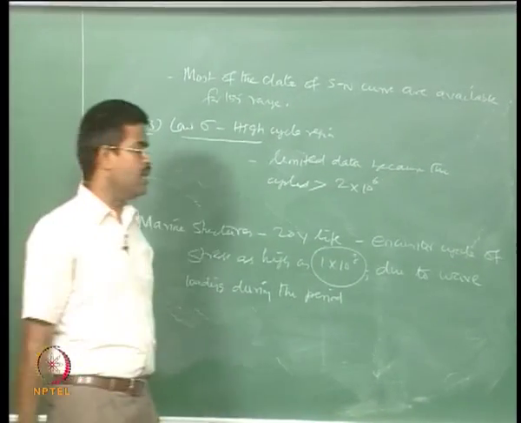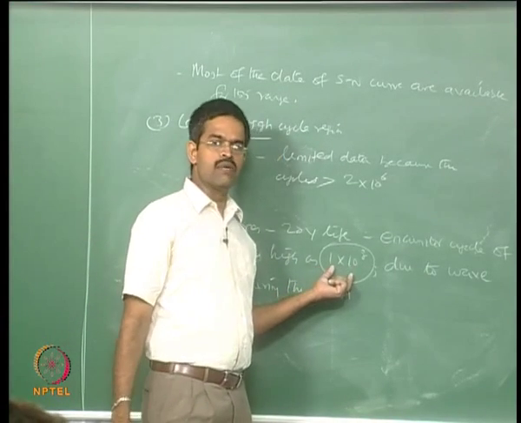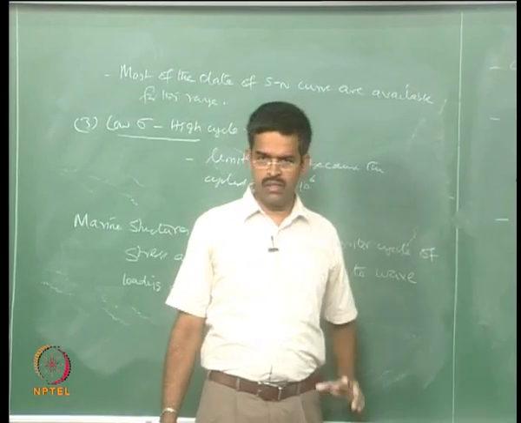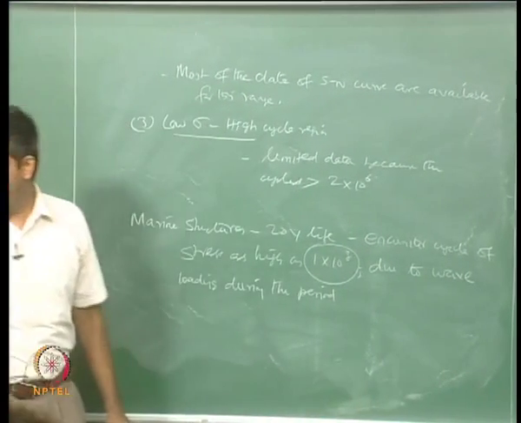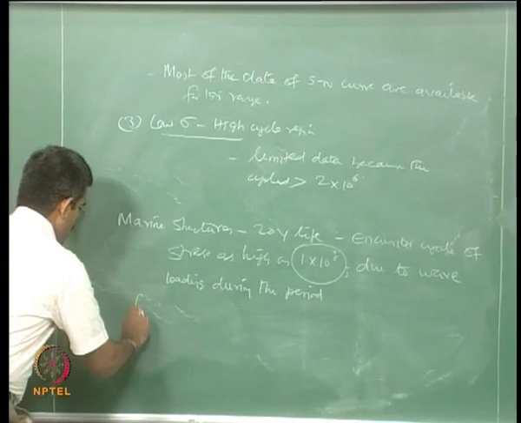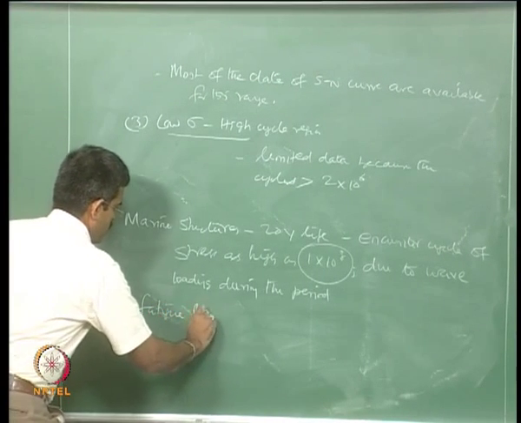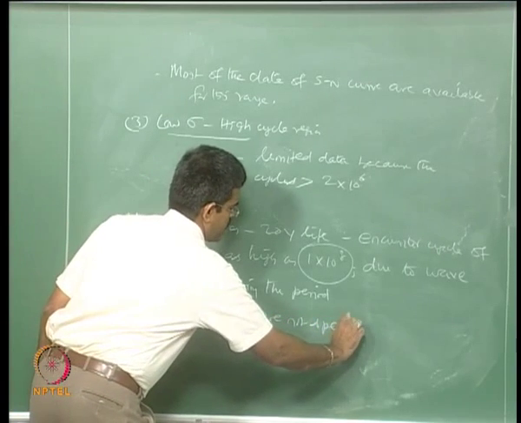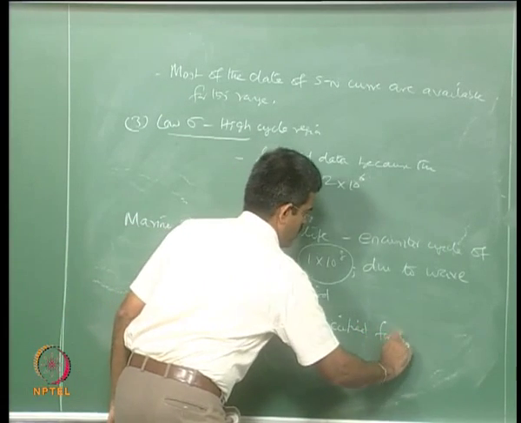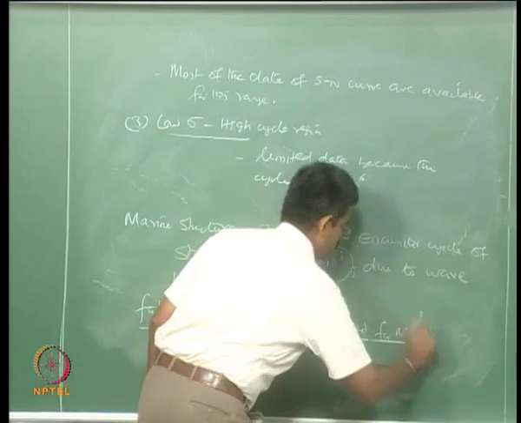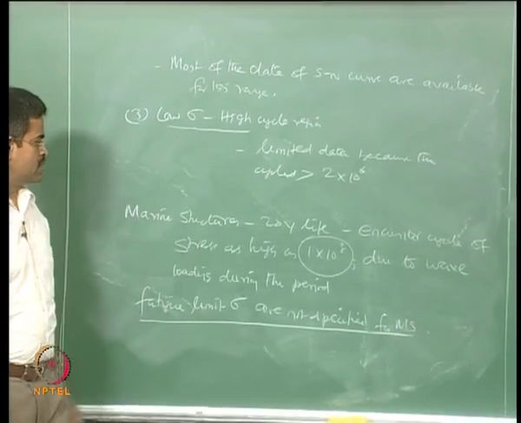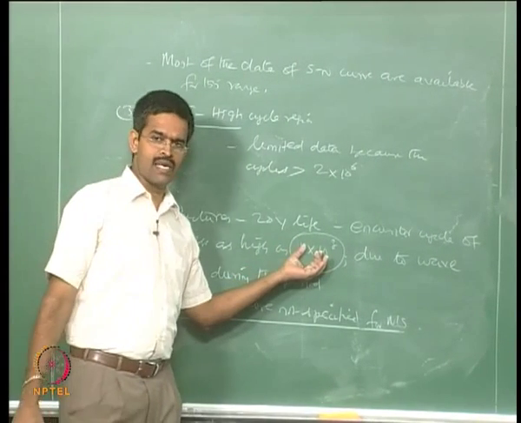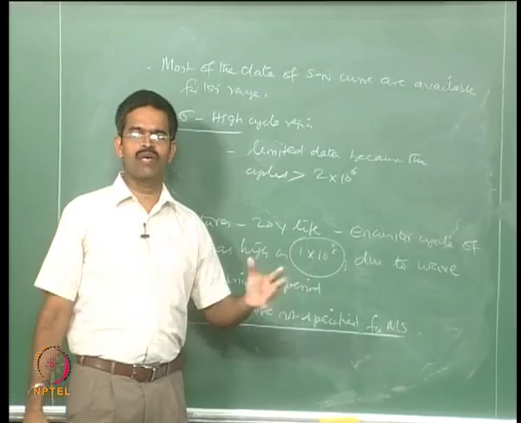So, unfortunately, for very high cycles of this range, an SN curve family is not available. This is actually the main reason why the fatigue limit stresses are not specified for marine structures, because marine structures are subjected to very high stress cycles. For these high stress cycles, an SN curve family is not available.